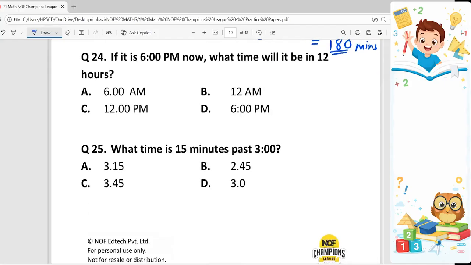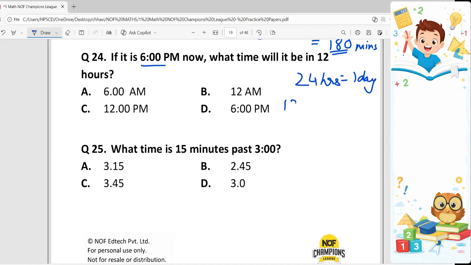24th. If it is 6 p.m. now, what will it be in 12 hours? So if it is 6 p.m. right now, we have to count what it will be 12 hours later. Okay. So see, we have 24 hours in a day, isn't it? Is equal to 1 day.